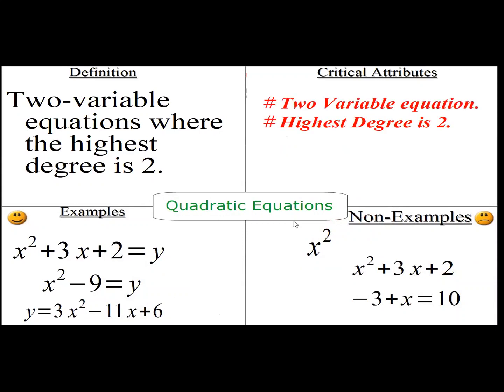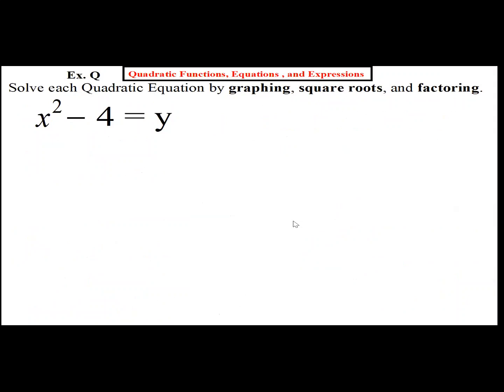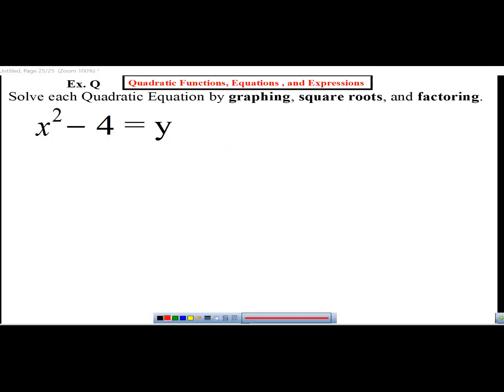So let me do a recap of what we did last semester. Look up to the screen, write your utensils down. You don't need to copy this. This is the quick recap. Look up. And it reads, example Q, solve each quadratic equation by graphing, square roots, and factoring. And this should sound familiar because we did that on first semester.